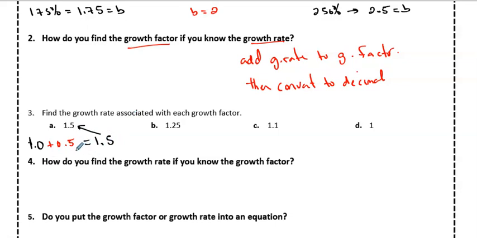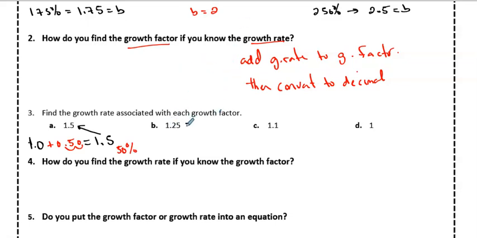Turn that into a percent by moving your decimal over 2 times, 1, 2, and really your growth rate is 50%. Okay, next one.